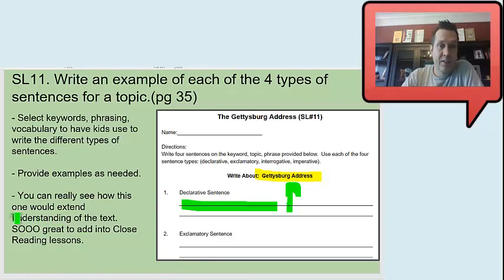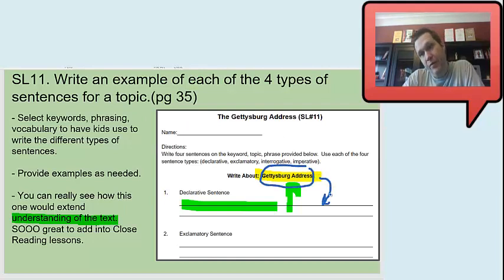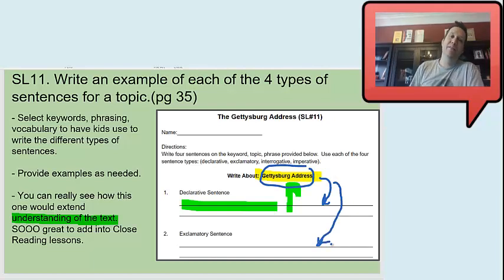So you're probably going to be introducing this to them, doing a couple together, then letting them try it on their own. So you can really see how this would extend understanding of the text too, because you're giving them the specific topic, and then they're taking the topic, and they've got to think about something that makes sense with that topic to write it in there. So really like that one, and it makes a great piece if you're doing a close reading.